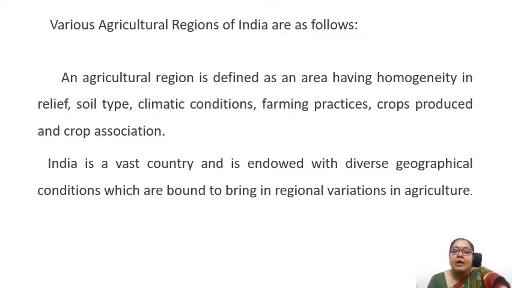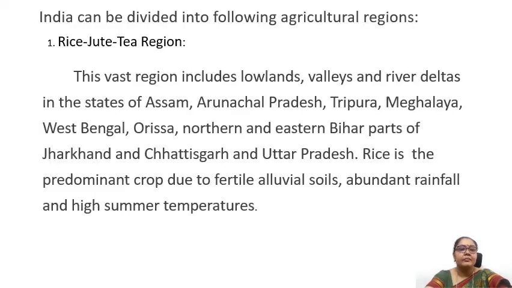India is a vast country endowed with diverse geographical conditions, which are bound to bring in regional variations in agriculture. Now we'll try to categorize areas into different parts so that we can see what kind of crops or fruits are grown.